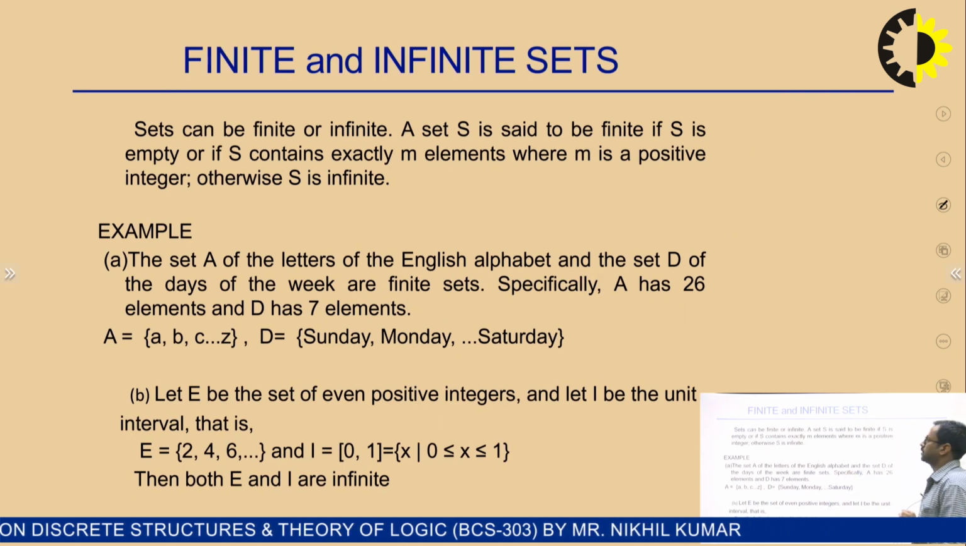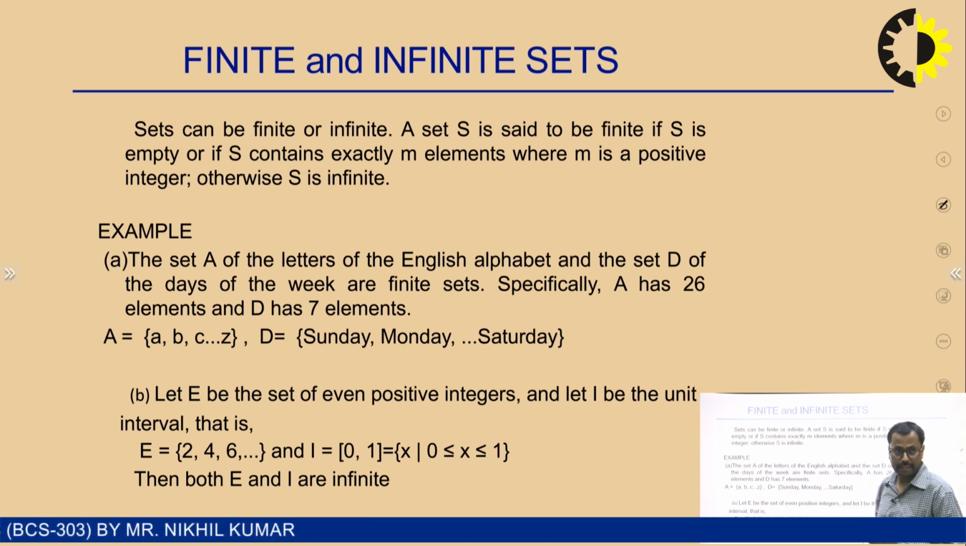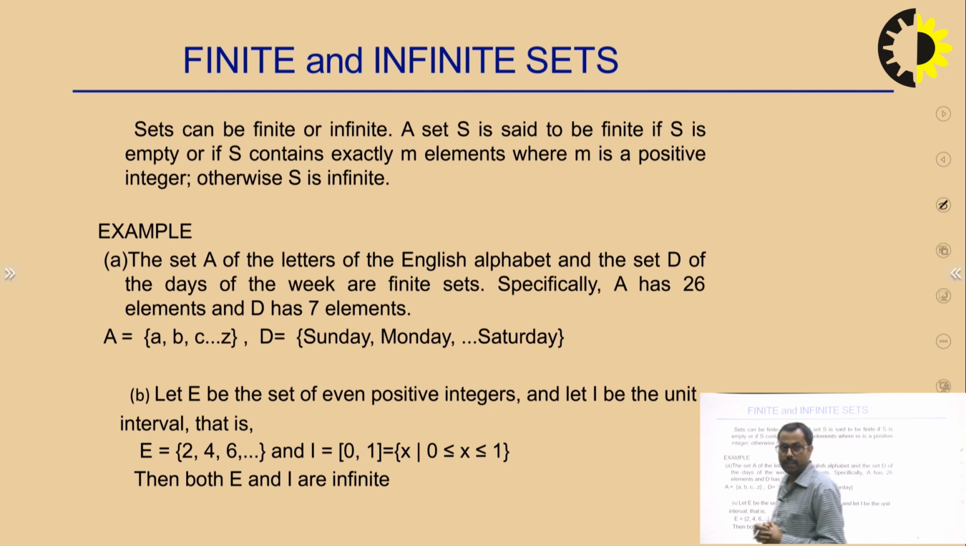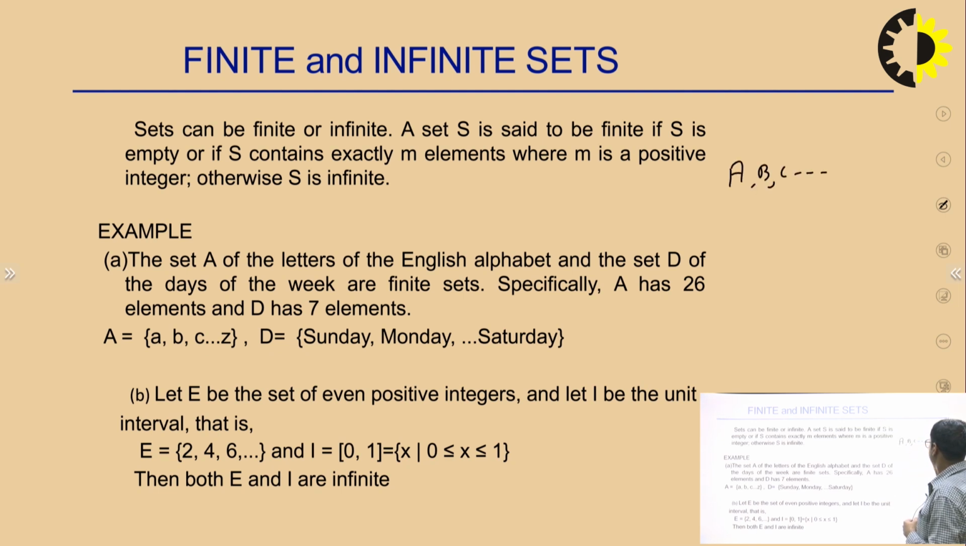Finite and infinite sets. Sets can be finite or infinite. A set S is said to be finite if S is empty, or if S contains exactly m elements where m is a positive integer; otherwise S is infinite. For example, the set A of the letters of the English alphabet from A to Z: A, B, C, up to Z.